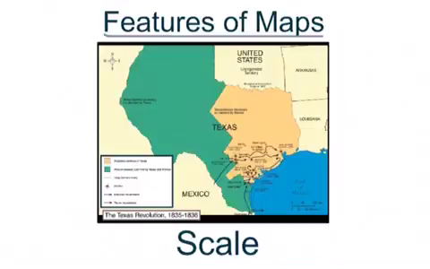The next important feature is the scale. The scale measures miles and kilometers of a map. Here we see the scale on the lower right-hand corner of the map, down here. Now, this map has both miles and kilometers, and it shows the distance between battles shown in this map.